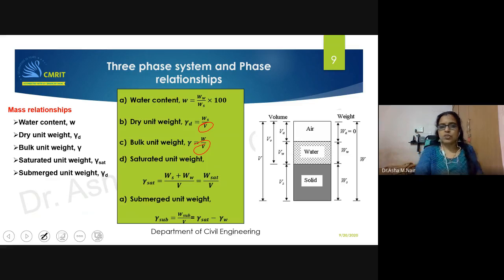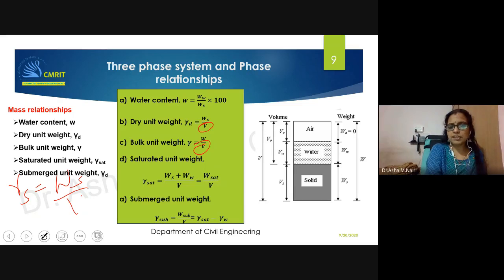So what is rho s? Okay, so here this is rho s, not rho sat. Rho s, gamma s, is nothing but Ws by Vs. Okay, so this also you should not get confused. And saturated unit weight, once again I'm telling you, it is Wsat by V. And what is submerged unit weight? So this also is very important, and this also you have used in one of the expressions, the river problem. You have used the same expression, gamma sat minus gamma w.